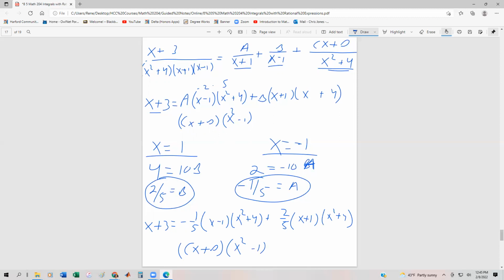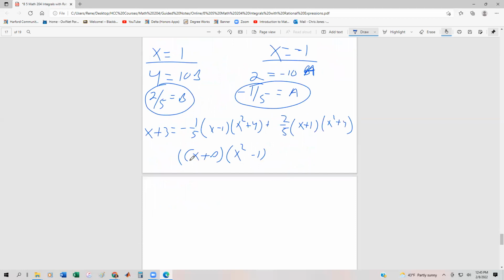All right, so now we can go ahead and substitute 0 back in for x, and that'll get rid of the cx, and that'll just leave us with d. So if x is equal to 0, that's going to give us 3. We're going to get negative 1/5 times negative 1 times 4 plus 2/5 times 1 times 4. That's cx plus d. C is going to cancel, and we're going to be left with minus d. So we substitute 0 back in here. We just have a negative 1 and the d.